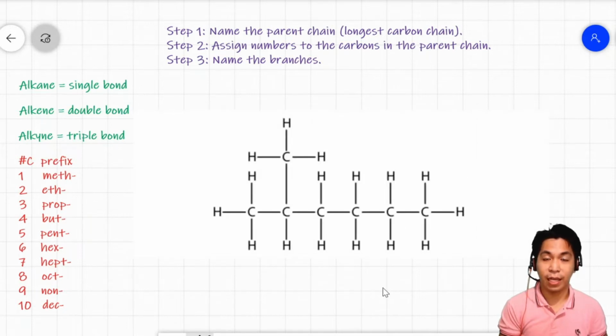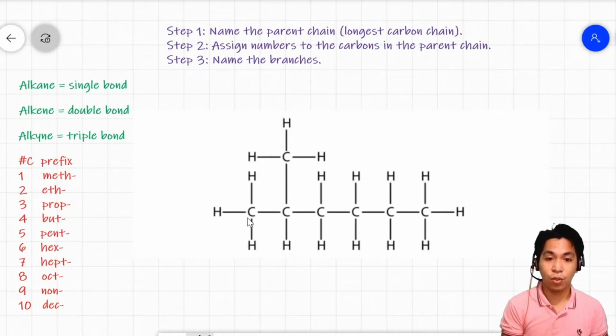Let's try to name our next example. Step number one is to find again the parent chain. As you can see in our example, there are a lot of carbon atoms. If we are going to find the longest carbon chain, how do we do that? Just start from any endpoint of a carbon. So you have an endpoint here, an endpoint here, and an endpoint here.